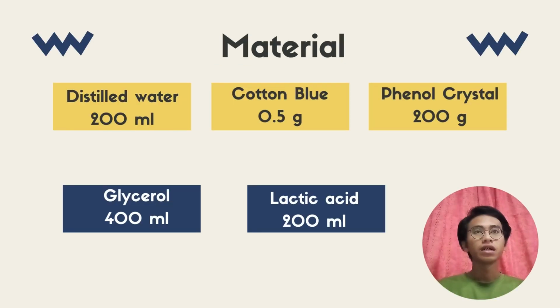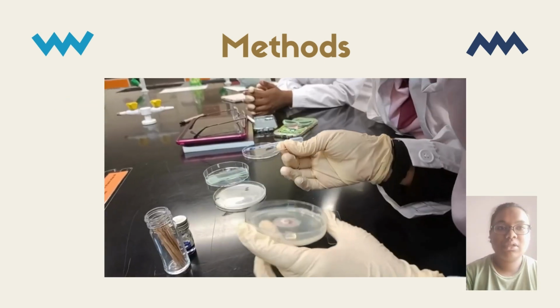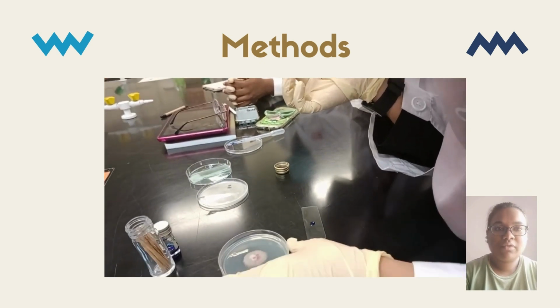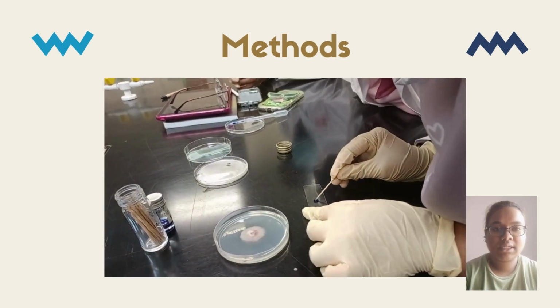For the materials: first, distilled water 200 ml; second, cotton blue 0.5 gram; third, phenol crystal 200 gram; fourth, glycerol 400 ml; and last, lactic acid 200 ml. Preparation of slides: place a drop of lactophenol cotton blue LPCB stain onto a clean glass slide.